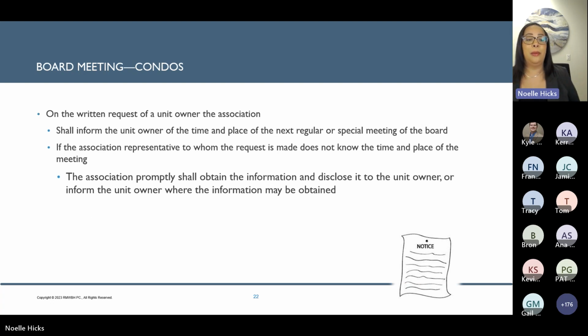All right, and then another note about board meetings as it relates to condominiums. If a unit owner makes a written request for a board meeting to be held, then the association has to inform the unit owner of the time and place of the next regular or special meeting of the board. If the unit owner makes a request and the association's representative has no idea when the next meeting is happening, the time or the place or anything of the next meeting, then they need to promptly obtain that information and disclose it to the unit owner pursuant to their written request.